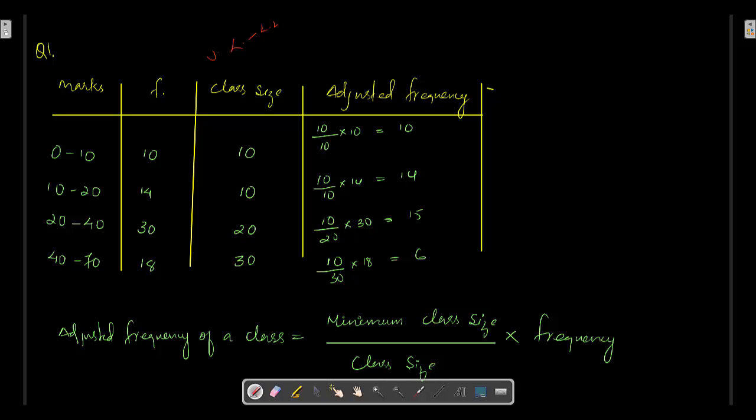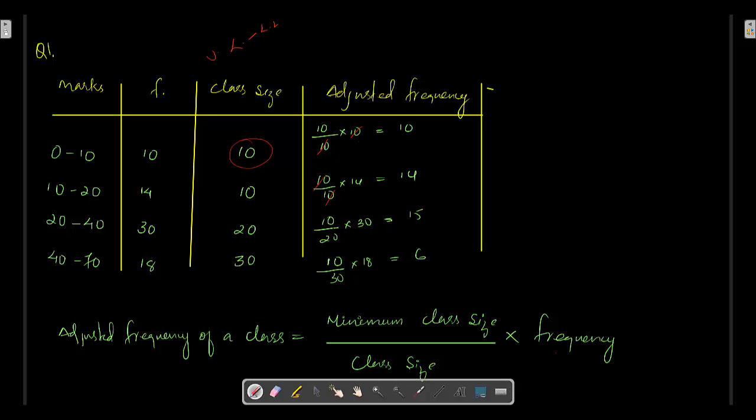The fourth column is adjusted frequency. Now, how do we find adjusted frequency? The formula is minimum class size divided by class size, into frequency. The minimum class size here is 10. So for the first class interval, 0 to 10, it is 10 divided by the class size 10, into the frequency 10. Minimum class size divided by class size into frequency, so if you calculate this, you will get 10.